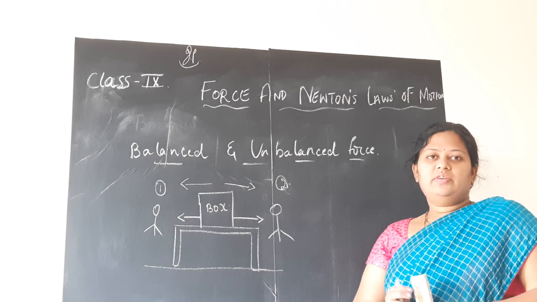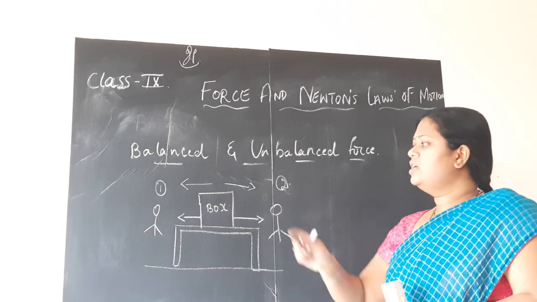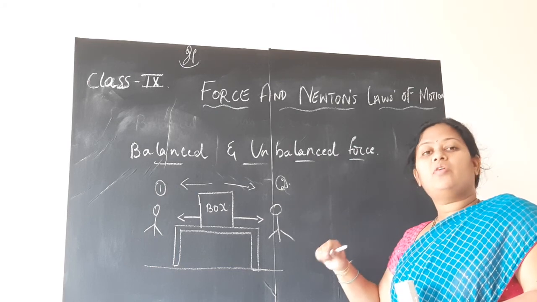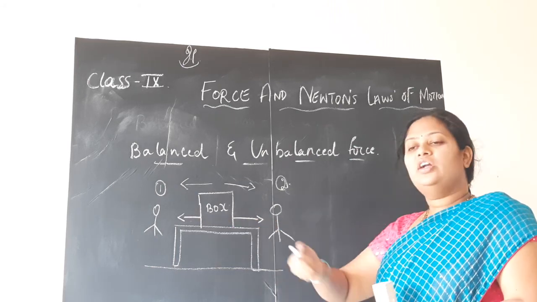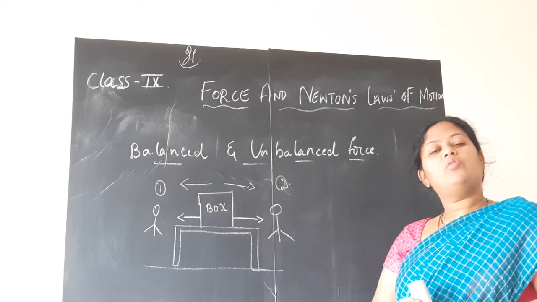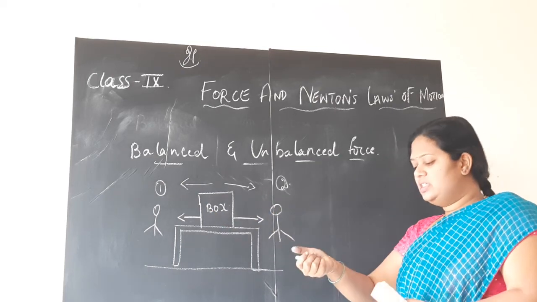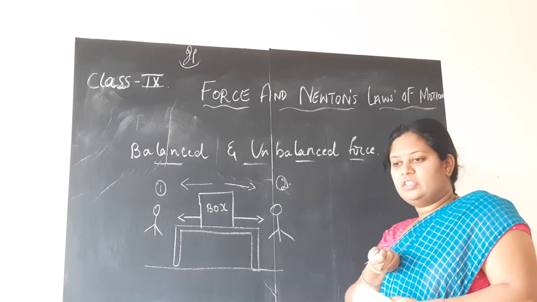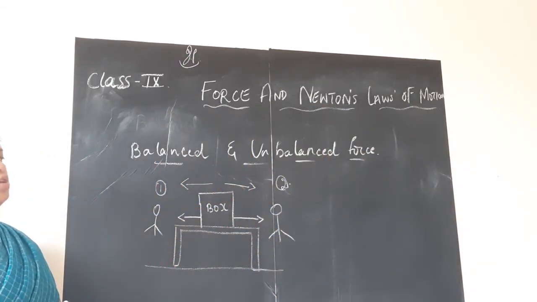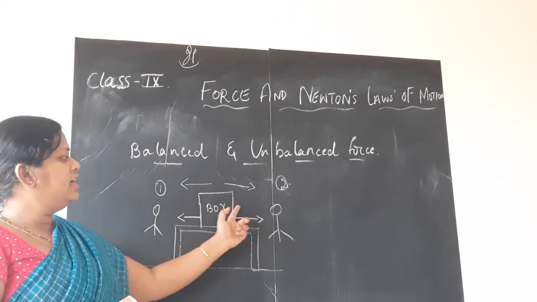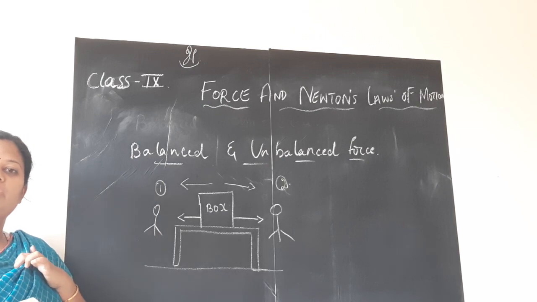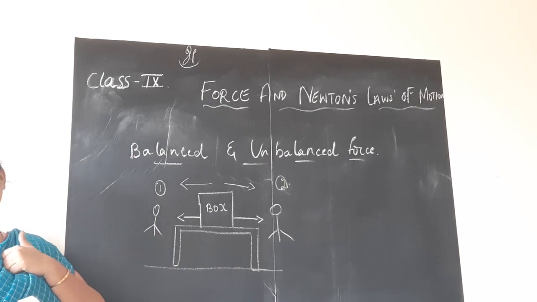So two cases we understood. In the third case, person 1 as well as person 2 will pull the box with the help of these threads together from both the sides. One person is pulling the thread towards him from this side, the other person is pulling the thread from his side. What will happen to the position of the box? Towards which direction will it move?